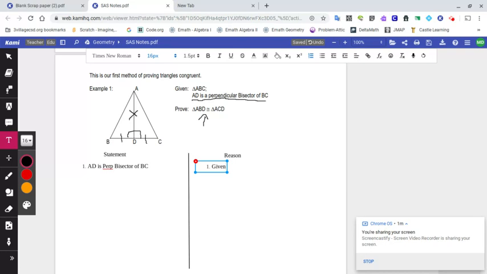Now the next thing I want to write, I'm going to go by what I marked in the diagram. That's why I marked it. I marked it in the diagram so I would know what the next thing to say in the proof is. So I'm going to say 2. What was the next thing?